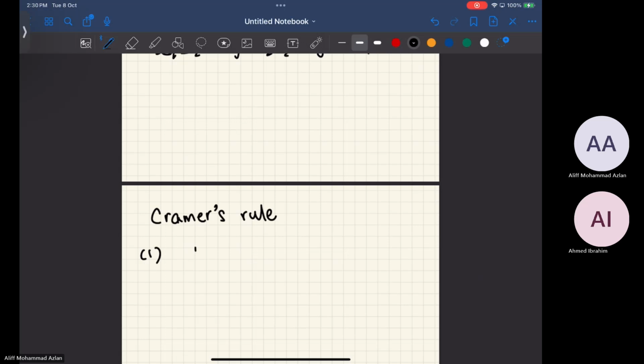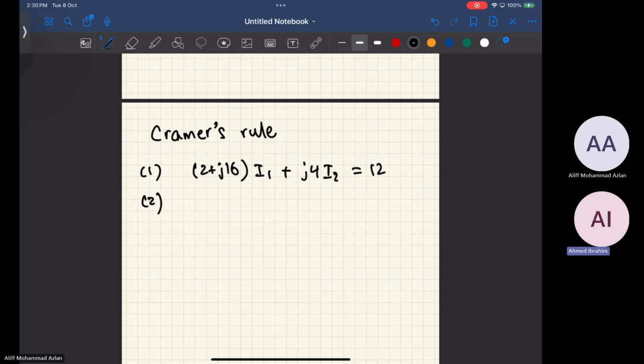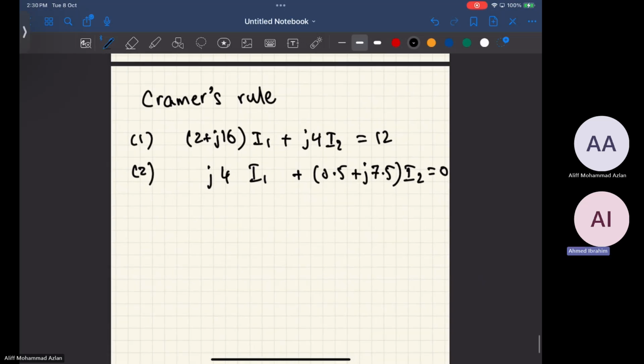So the first equation gives us (2 plus j16) I1 plus j4 I2 equals 12. And the second equation gives us j4 I1 plus (0.5 plus j7.5) I2 is equal to 0. What Cramer's rule tells us is we just calculate the determinant of these four numbers. So we call that D, which is the determinant of the coefficients of your I1s and I2s.